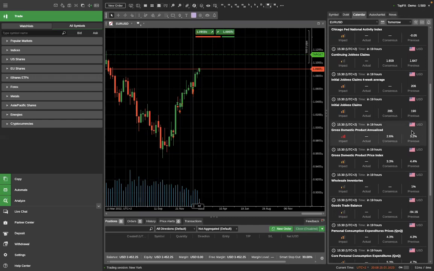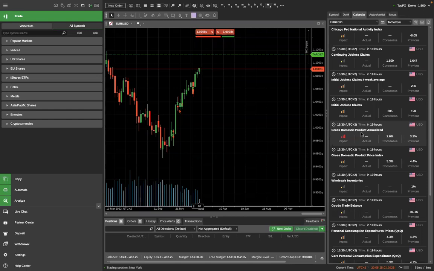For example, what do we have here? The gross domestic product annualized from the US will mostly affect the US dollar, and it's scheduled for release in 19 hours. And this is a high impact event, right? The previous gross domestic product was 3.2%, and this time the market participants expect 2.6%. The consensus of the market participants is 2.6%.